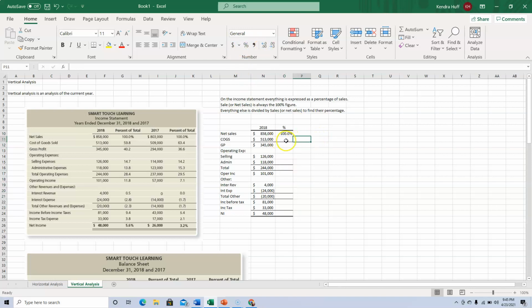All right, and then to find the percentage, you're always just going to divide by net sales. All right, so this one's going to be 513 divided by 858. I just took off the zeros. Okay, and then this one's going to be 345 divided by 858.